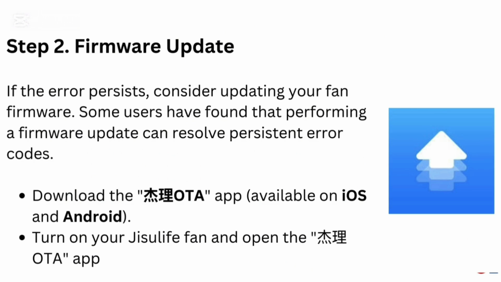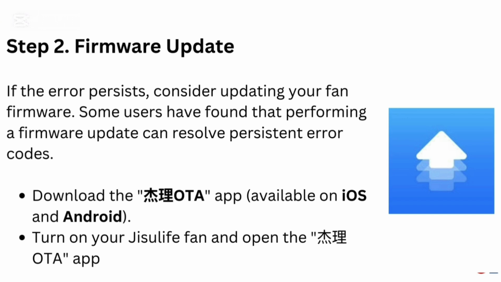On step 2, firmware update. If the error persists, consider updating your fan firmware. Some users have found that performing a firmware update can resolve persistent error codes. So you can download this application available, which is on both iOS and Android.